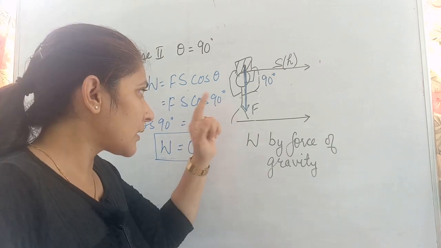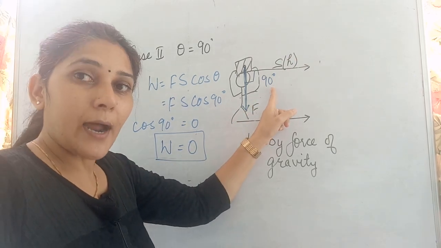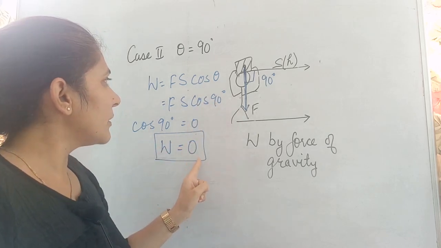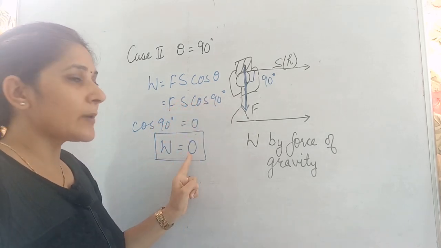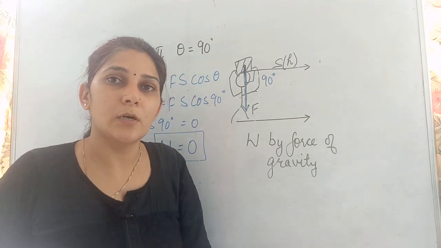Why work done is 0? Because the angle between the force and the displacement is 90 degrees. And in that situation, cos 90 will be 0. So total work done will be 0 because F into S into 0 will become 0 only. I am again repeating this example. I hope you people are able to understand.